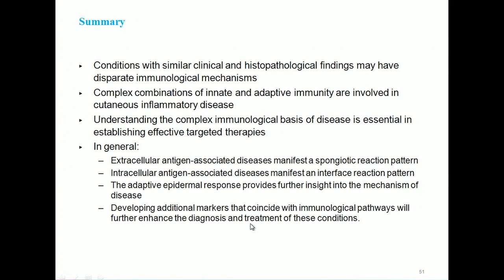So in summary, conditions with similar clinical and histopathologic findings may have disparate immunological mechanisms of action. Complex combinations of innate and adaptive immunity are involved in cutaneous inflammatory disease, and understanding the complex immunological basis of disease is essential in establishing effective targeted therapies. As a general take-home message from this talk, as the general trends go, extracellular antigen-associated diseases manifest a spongiotic reaction pattern, whereas intracellular antigen-associated diseases manifest an interface reaction pattern. The adaptive epithelial response provides further insight into the mechanisms of disease, and developing additional markers that can coincide with immunological pathways will further enhance the diagnosis and treatment of these conditions.